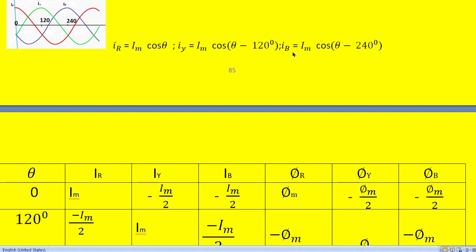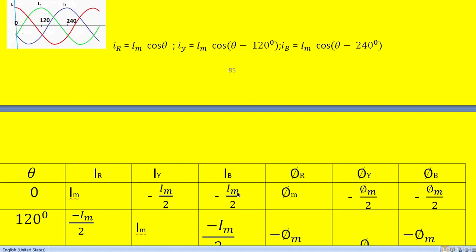Similarly, Ib. So Ib is equal to Im into cos of, because at theta equal to 0, we put 0 minus 240. Cos minus 240 is nothing but minus half. So we get Ib equal to minus 1 by 2 Im. The meaning of minus is that its value is in the negative direction. So this is the B phase, you can see here, and its value is only Im by 2, and that too in the negative direction.